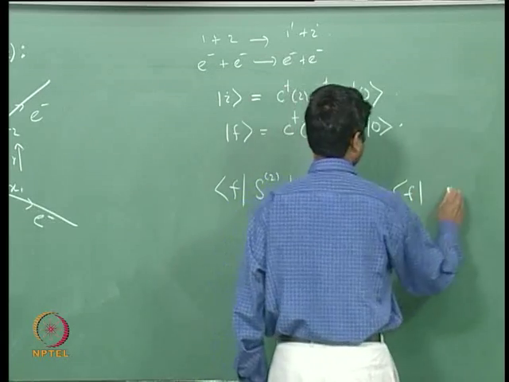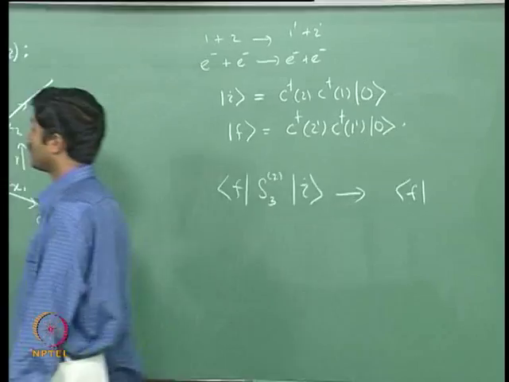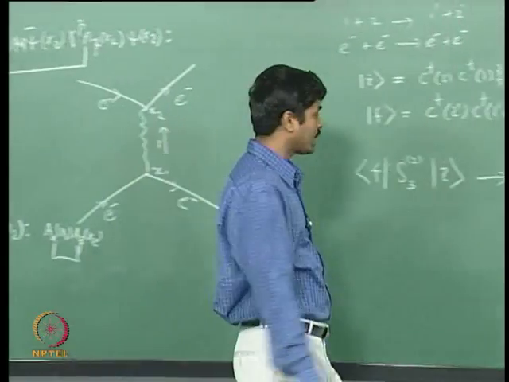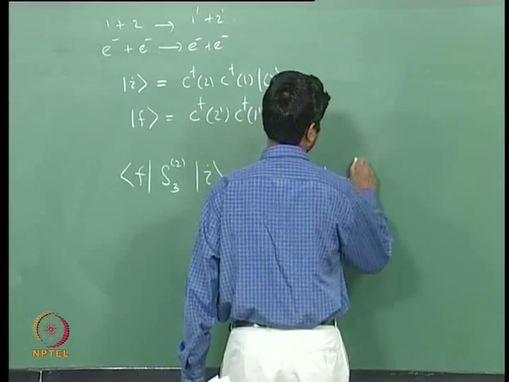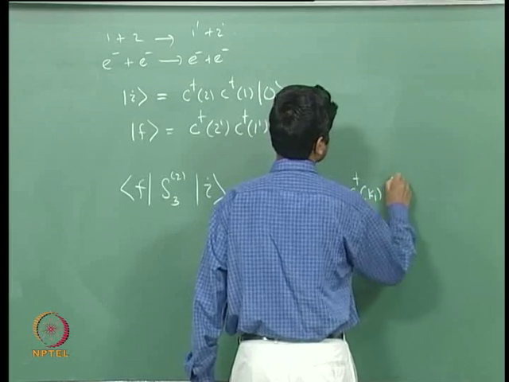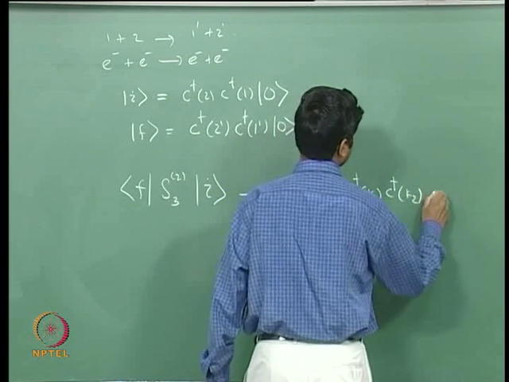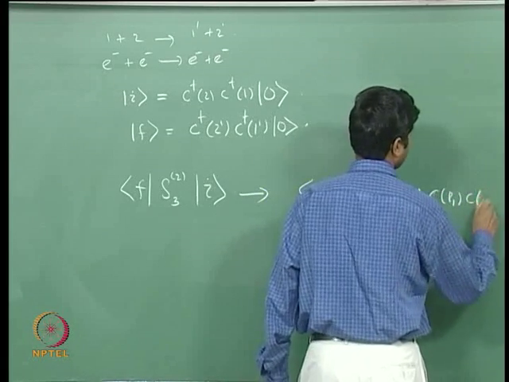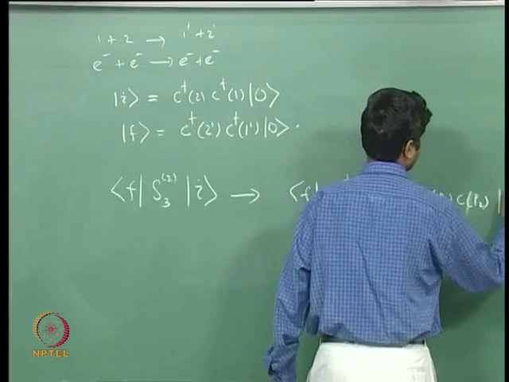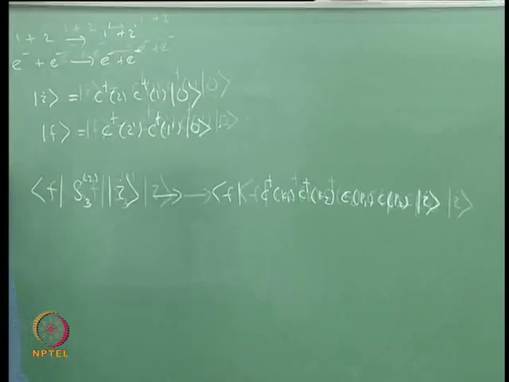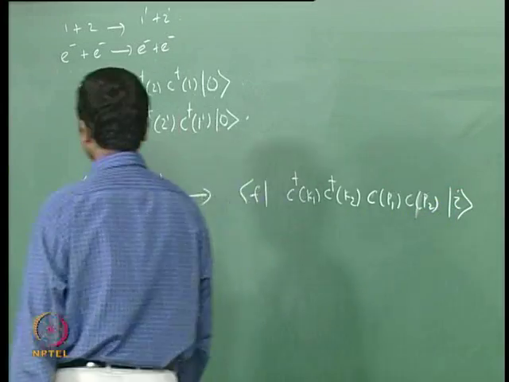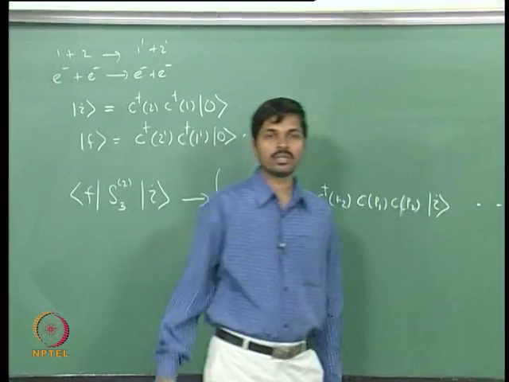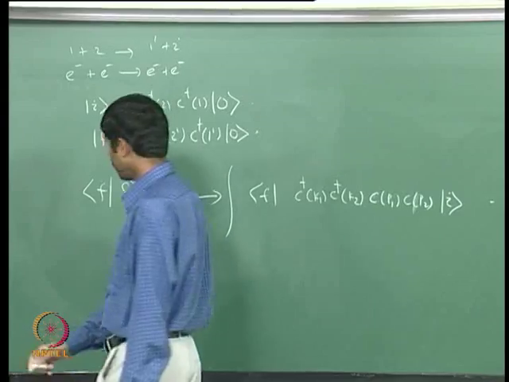In between you have 4 operators, which I will denote as 2 creation and 2 annihilation operators. Because of the normal ordering, they will be ordered like this: C dagger K1, C dagger K2, C P1, C P2, and then there will be a bunch of terms which I will not worry about for the time being. So this is what you will have in the matrix element.